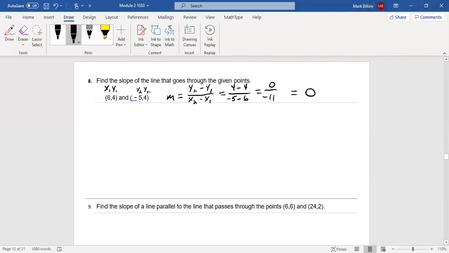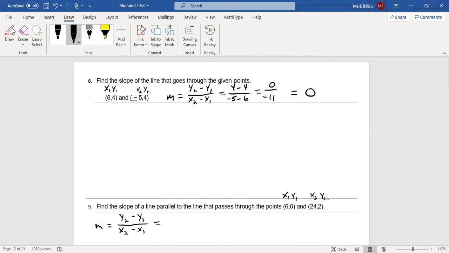The next example, find the slope of a line parallel. So remember, lines that are parallel have the same slope. So the first thing that we're going to do is find the slope. So again, label x1, y1, x2, y2, and then write our formula. Slope equals y sub 2 minus y sub 1 over x sub 2 minus x sub 1.